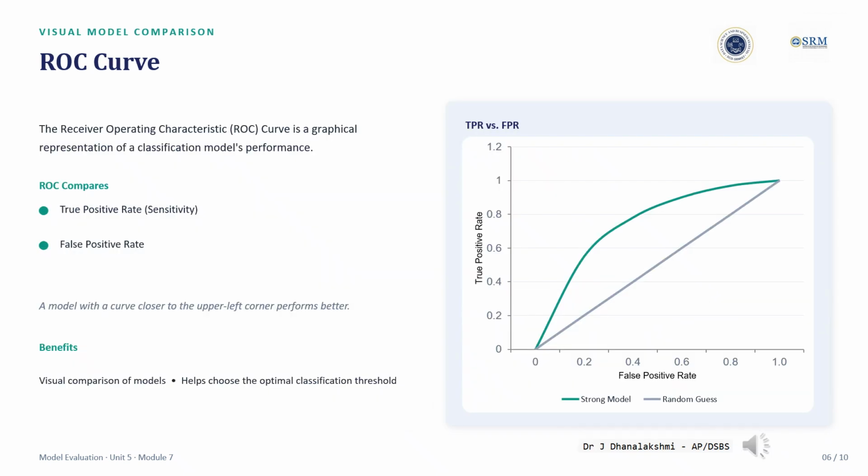The receiver operating characteristic, or ROC curve, is a graphical tool used to evaluate the performance of classification models. It compares the true positive rate, also known as sensitivity, with the false positive rate at different classification thresholds. A model whose ROC curve is closer to the upper left corner demonstrates better classification performance. The ROC curve helps data scientists compare different machine learning models visually and determine the most appropriate threshold for making accurate predictions in marketing analytics and other business applications.